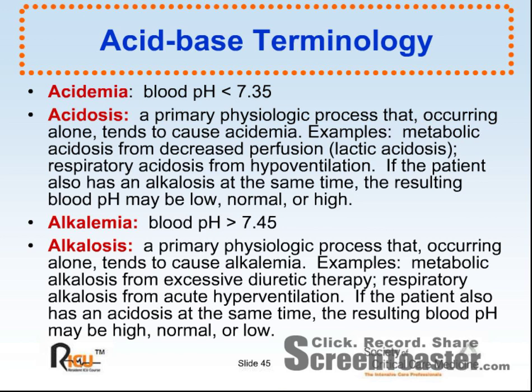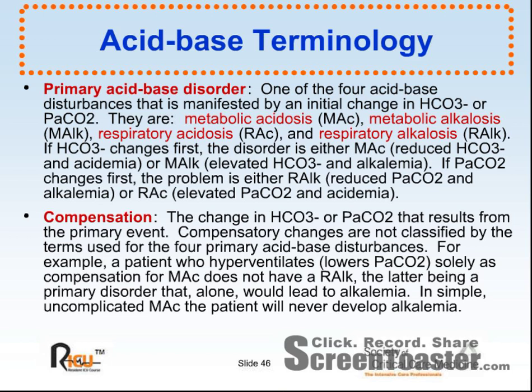Primary acid-base disorders are one of 4 acid-base disturbances that manifest by an initial change in bicarbonate or PaCO2. If the bicarbonate changes first, the disorder is either metabolic acidosis or metabolic alkalosis. If the PaCO2 changes first, the problem is either respiratory alkalosis or respiratory acidosis. Compensation occurs when the change in bicarbonate or the PaCO2 results from a primary event. Compensatory changes are not classified by the terms used for the 4 primary acid-base disturbances.